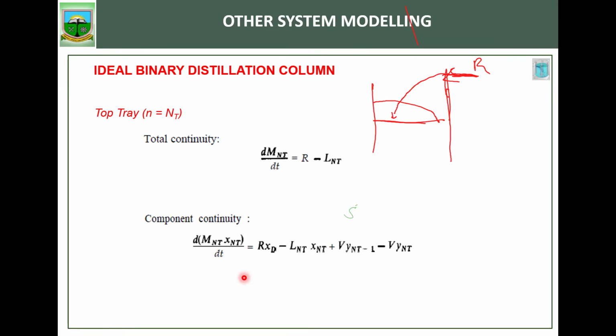When this comes in, liquid will leave the top tray. Then there will be vapor. The vapor will come to the top tray, and there will also be vapor leaving the top. You see that we have two inputs. This is an input vapor, and this is an input liquid.